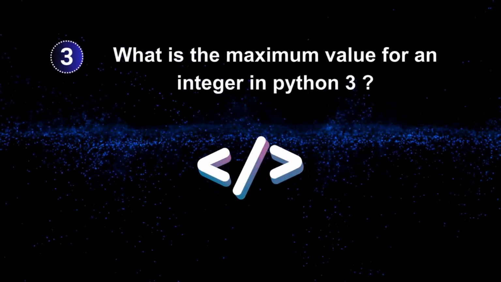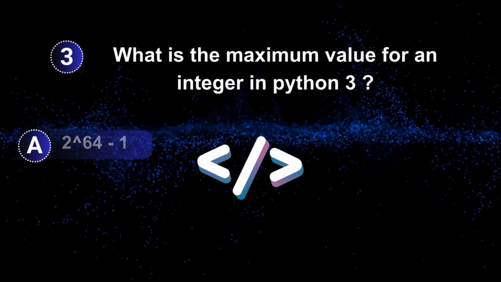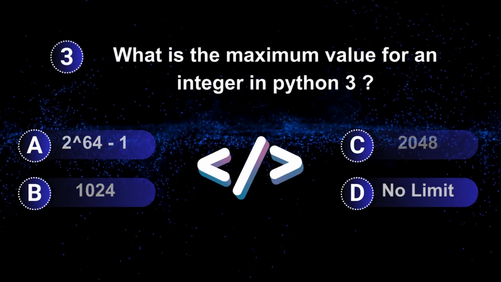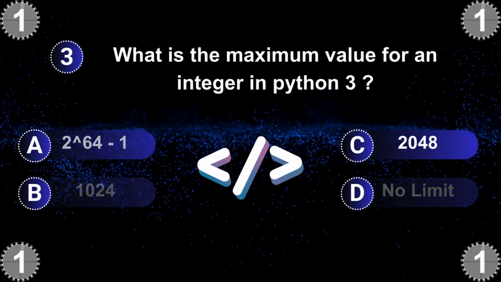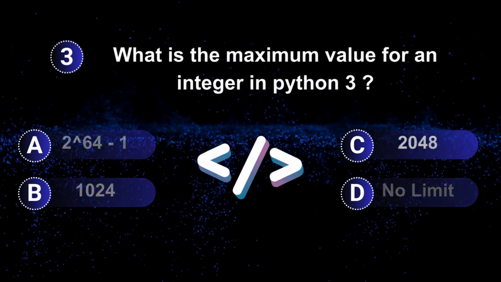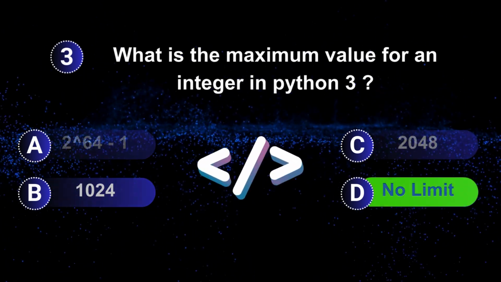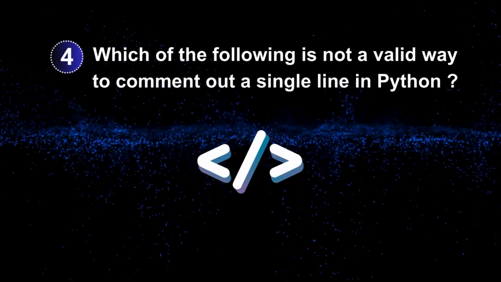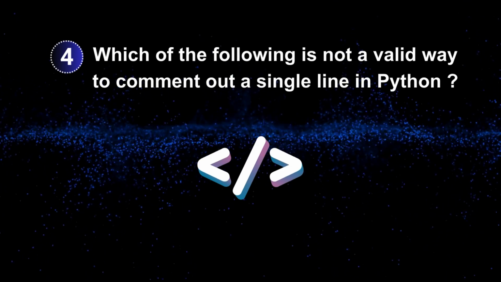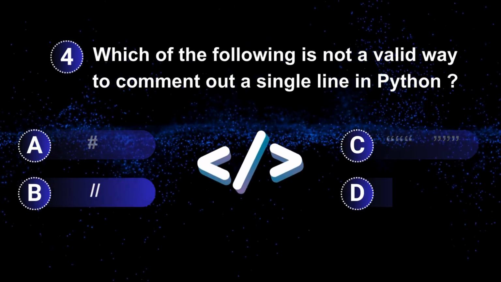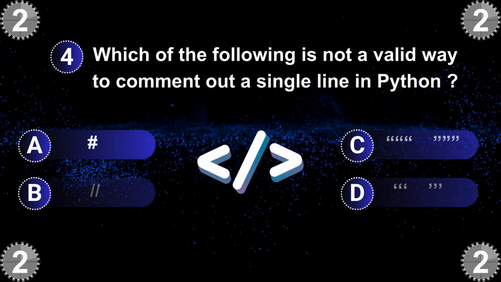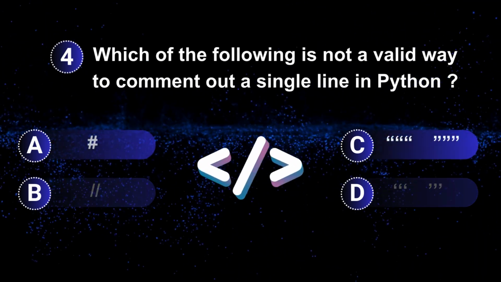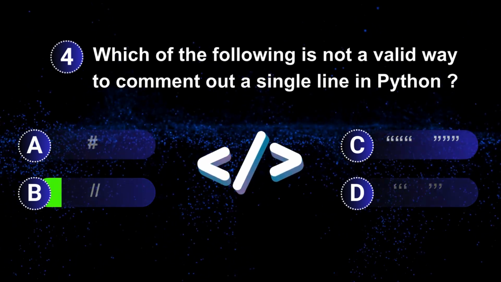Third question, what is the maximum value for an integer in Python 3? Answer is option D. Fourth question, which of the following is not a valid way to comment out a single line in Python? Answer is option B.